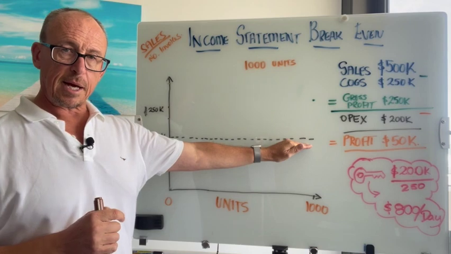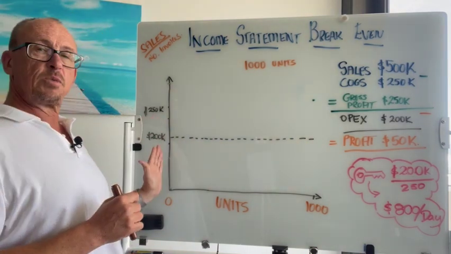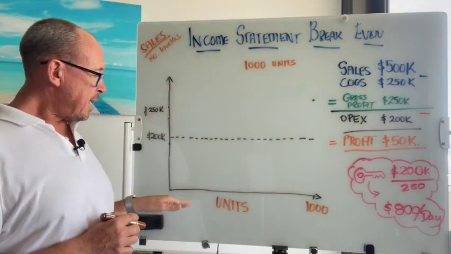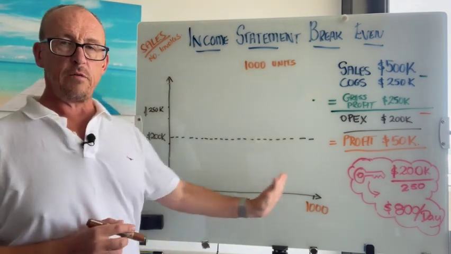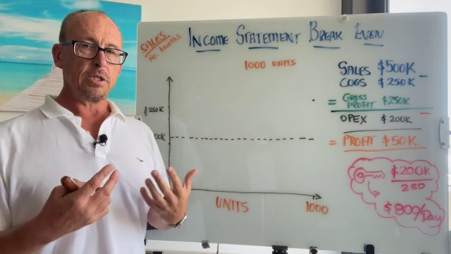It's going to represent that. On our vertical axis, we've got the dollar figure, okay? And down here, we've got units, the number of units. So we're going to look at this over the course of a year in terms of units.